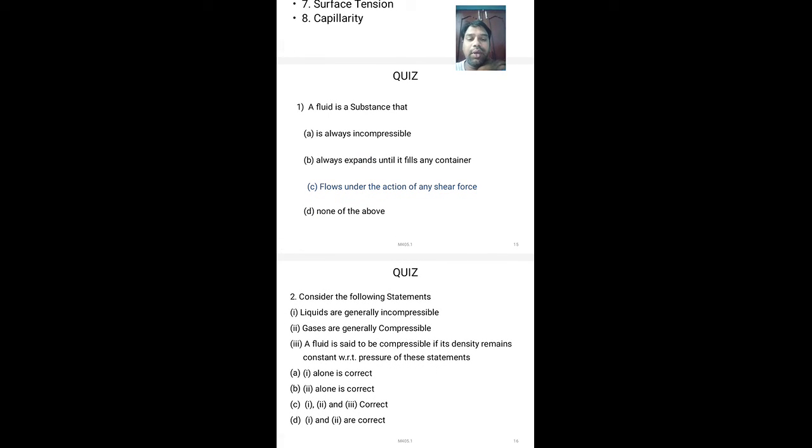Now next, consider the following statements. What are the statements? First statement: liquids are generally incompressible. Second statement: gases are generally compressible. And third statement: a fluid is said to be compressible if its density remains constant with respect to pressure. Of these statements, what are the correct answers?